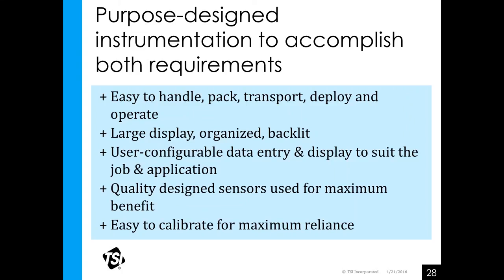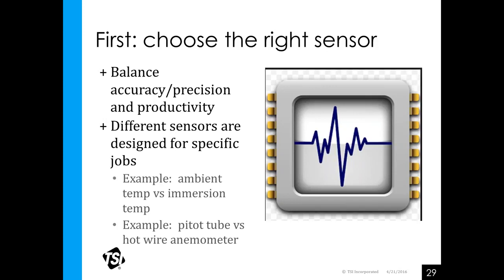That's assuming you're choosing the right sensor, obviously. So you want to balance the accuracy and precision and the ability and the productivity, like we just saw in the last slide, all together. You wouldn't choose an ambient temperature sensor to measure an immersion temperature in water. They're just not designed to do that job properly.